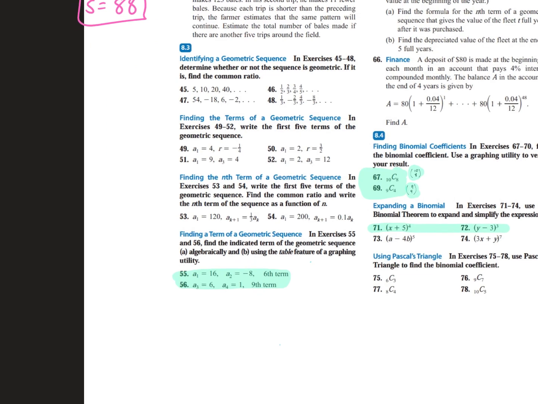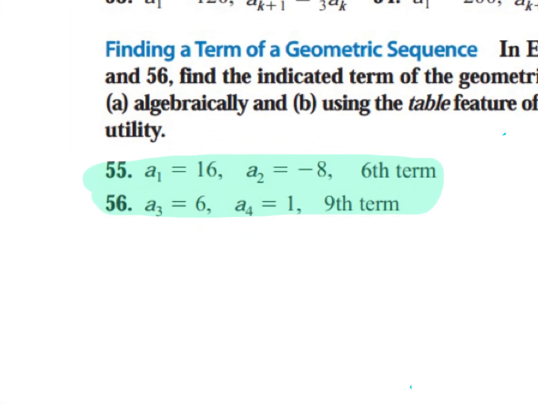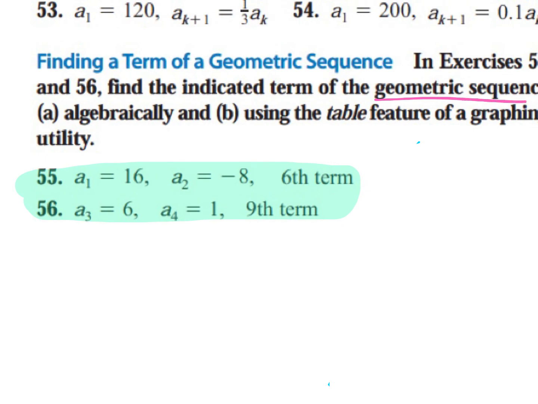All right, let's look at 55 and 56. So these are geometric sequences. It's important to know what type of sequence you are working with before you start. So we're going to be multiplying by some number to get from one number to the next. So let's do 55. So what am I multiplying 16 by to get negative 8? Negative 1/2. So that would be my r. That's my common ratio.